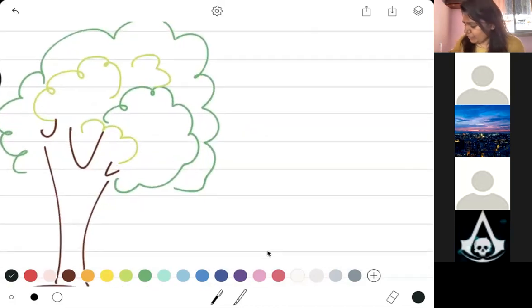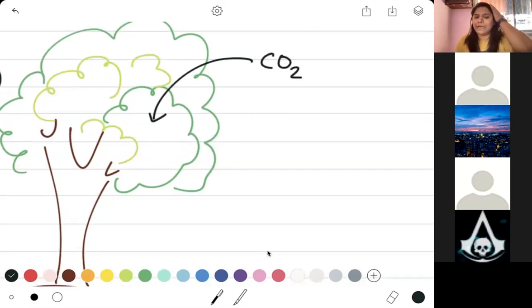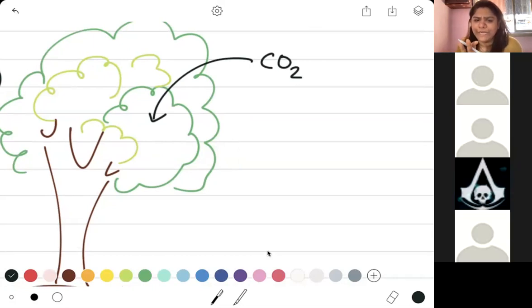Okay, so now you all know that plants are going to take in carbon dioxide. Do you all agree with this part? Yes, ma'am. Anyone who thinks this is all nonsense, plants don't do that? No one, right? Do you also agree that your plants give out oxygen? Is there anyone who thinks this is nonsense? Everyone agrees to this?